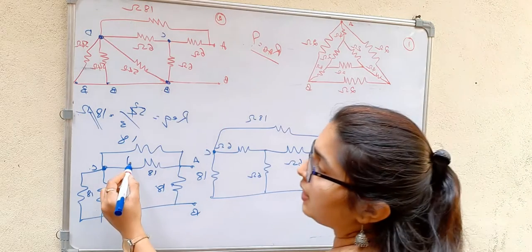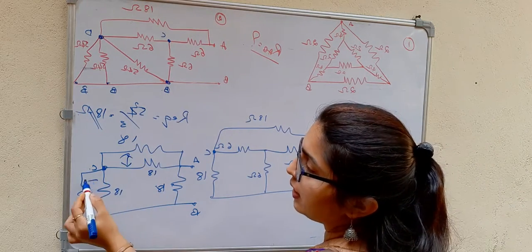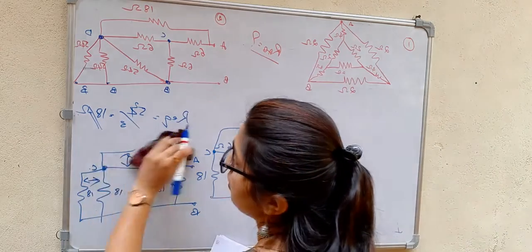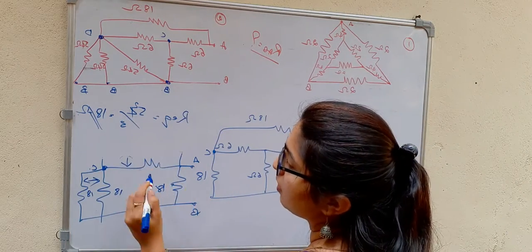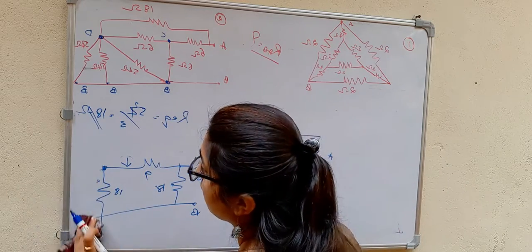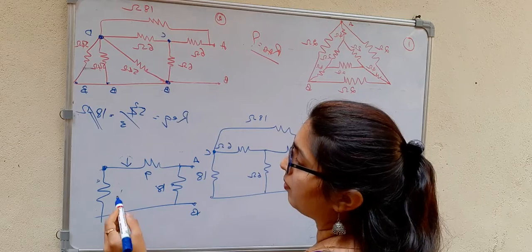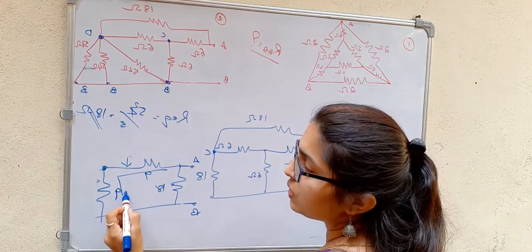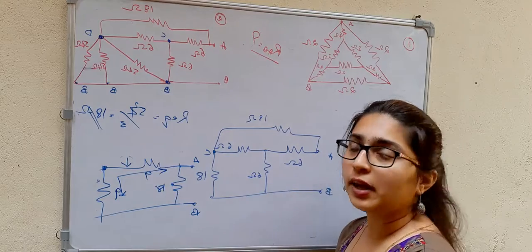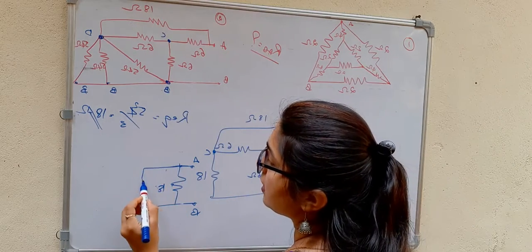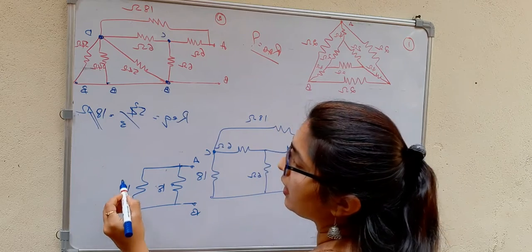So you can see that these two are in parallel, these two are in parallel. So 18 divided by 2, it is 9 ohms. So we can write this as 9 ohms. This also we can write it as 9 ohms. We have to find in between these two, that means these two are in series, right? 9 plus 9, 18. So we can write this as 18.